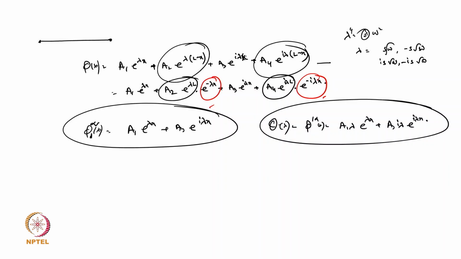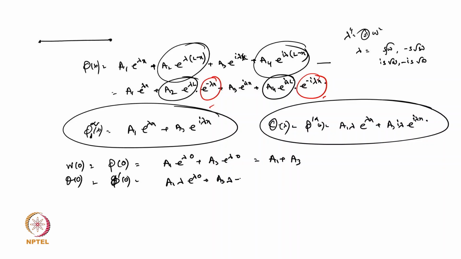Once we have this theta and this, we can substitute. For example, suppose you have a boundary condition at one side, w of 0 and theta of 0. w of 0 means phi of 0. So we substitute a1 e to the power of lambda 0 plus a3 e to the power of I lambda 0, which is nothing but a1 plus a3. And theta is phi dash 0, that means a1 lambda e to the power of lambda 0 plus a3 I lambda e to the power of I lambda 0, that is a1 lambda plus I a3 lambda.